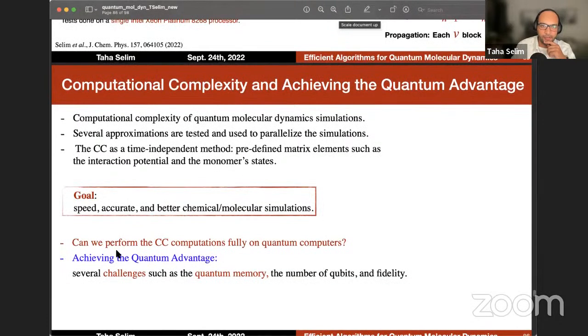So now let's go to the computational complexity and achieving the quantum computing. Before I go to this, I need to ask if there are questions related to the previous part.